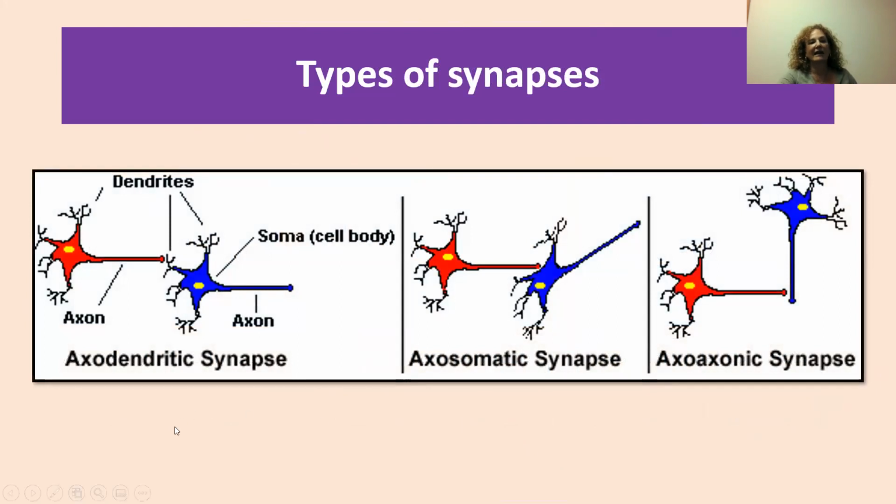So here are three examples of each. Axodendritic, meaning the axon, as you see here, is communicating with another dendrite. On this one, axosomatic, you see that the axon is communicating directly with the cell body. And finally there's the axoaxonal synapse, where you see the axon communicating with an axon. But of course, we all know the most common pathway would be from dendrite to cell body to axon, and then etc.